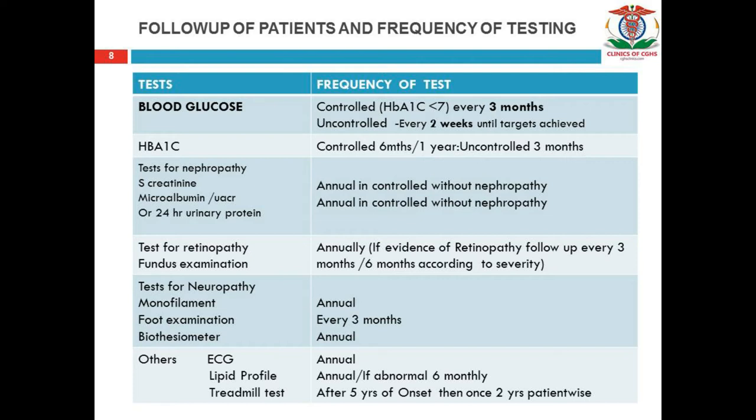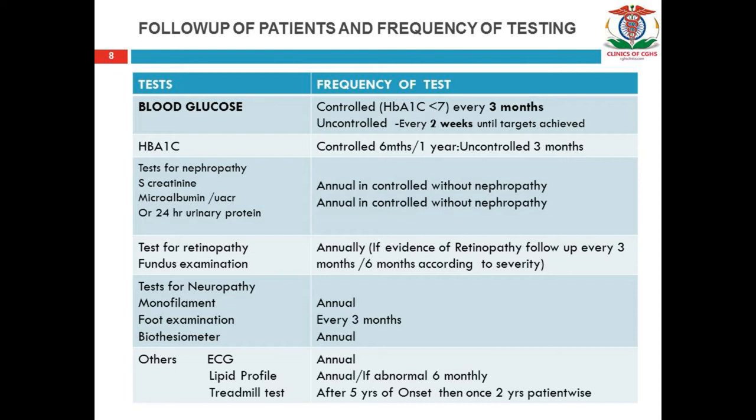Blood glucose has to be monitored. If it is controlled, blood glucose has to be monitored every 3 months, right? If it is uncontrolled, then it has to be monitored every 15 days till it gets controlled. HbA1c has to be monitored in a controlled patient at least yearly, or 6-monthly is better, but at least yearly. If it is fairly controlled, then you can do it annually also. And an uncontrolled patient has to get his HbA1c done every 3 months till he gets controlled.